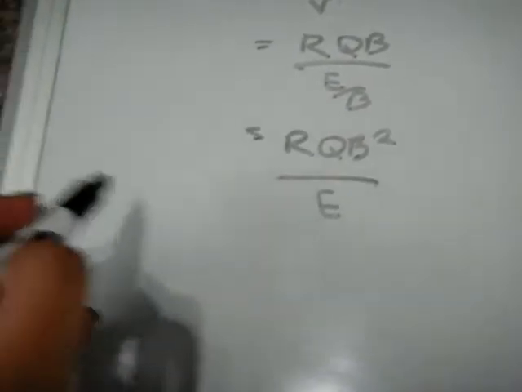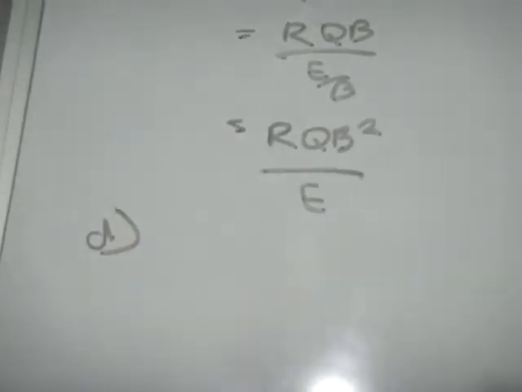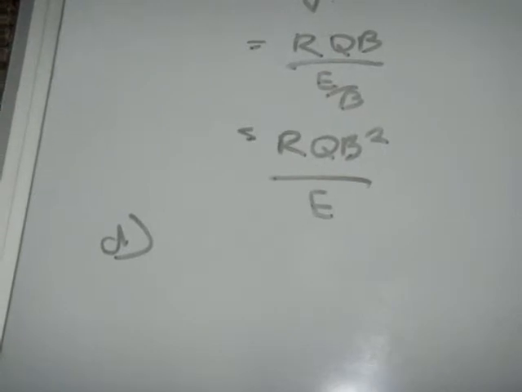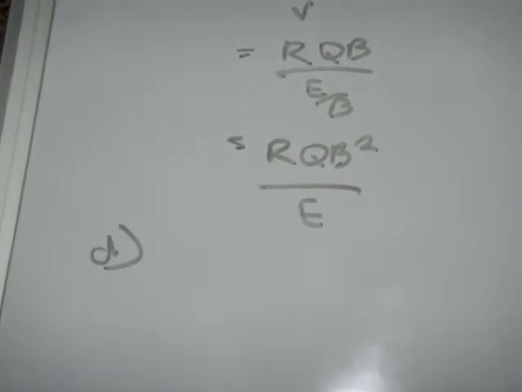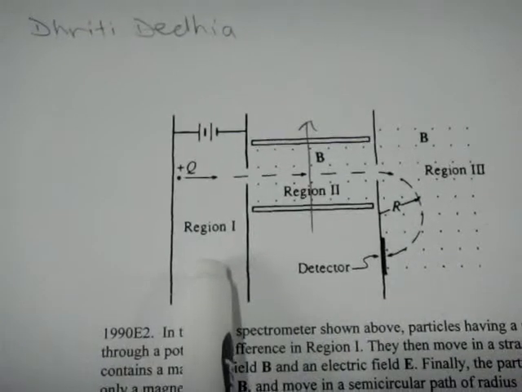So now we have to do part D. Part D reads, the accelerating potential V in region 1. Okay, so going back to the diagram, this is region 1.